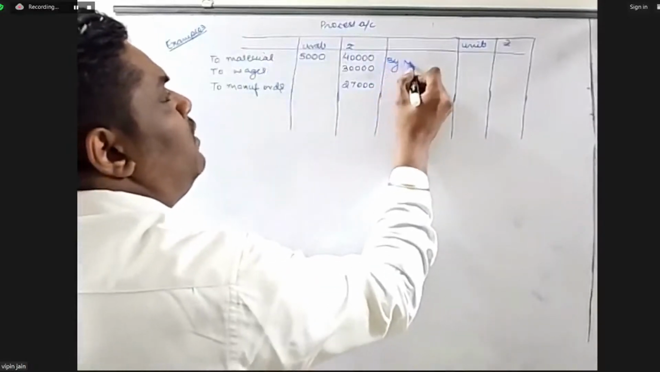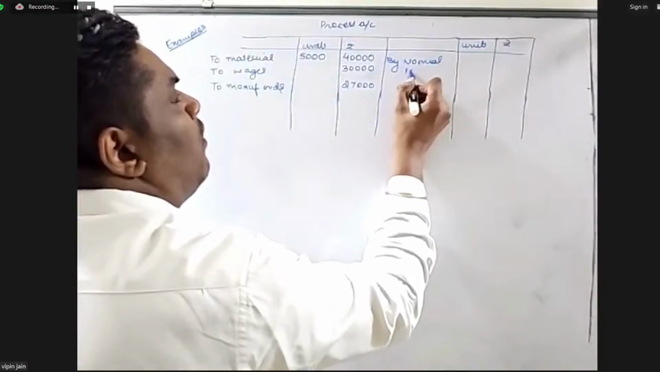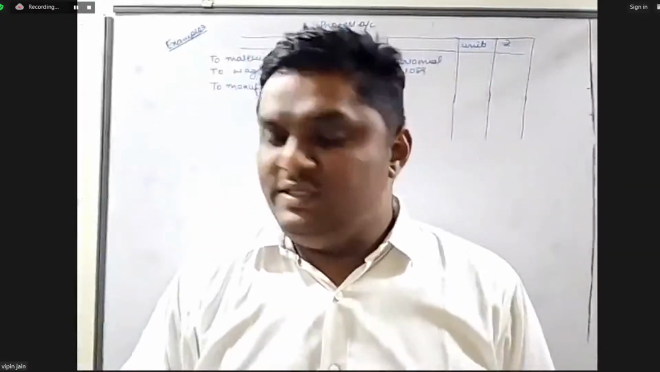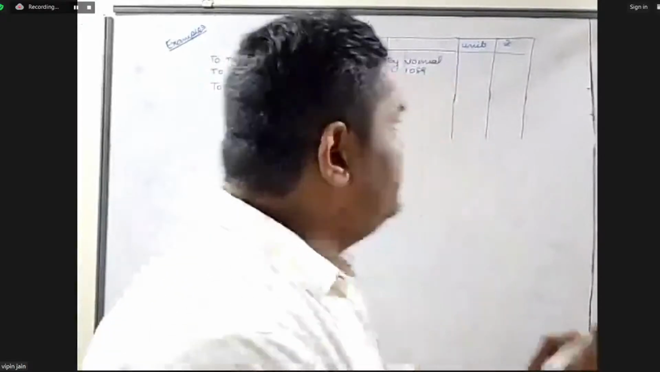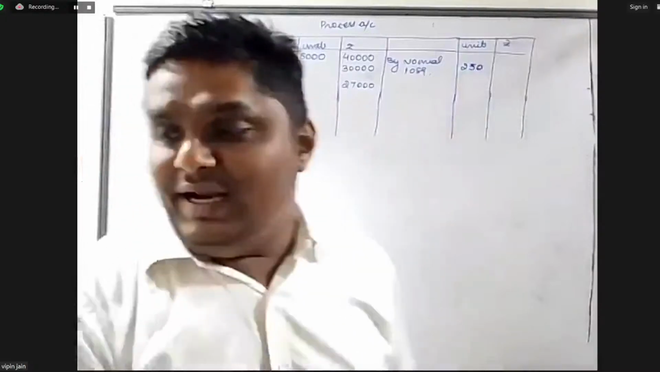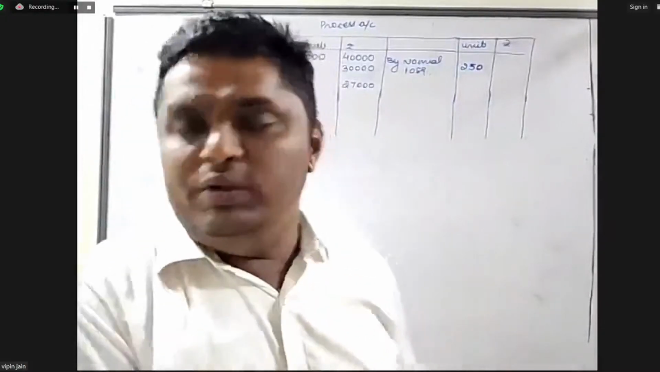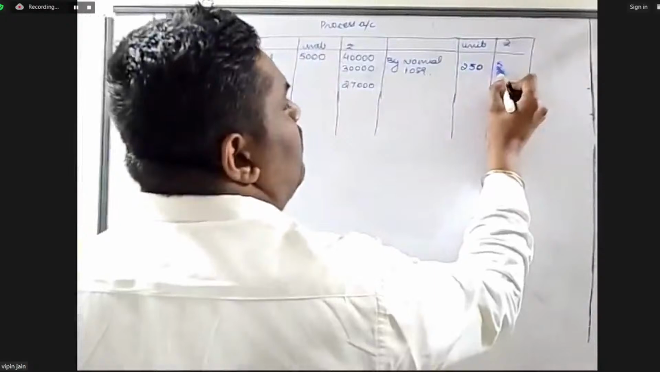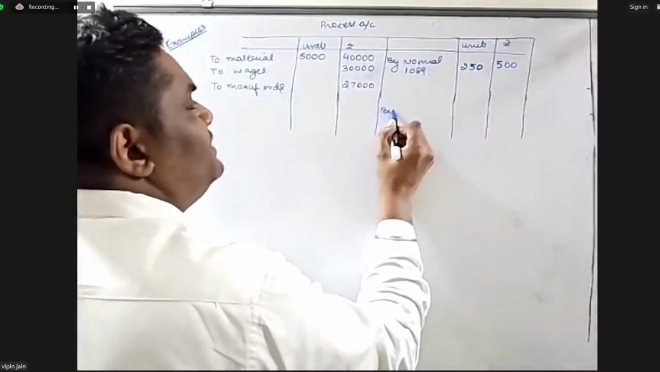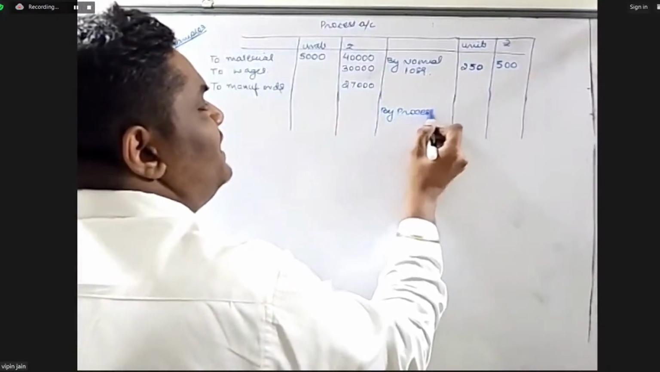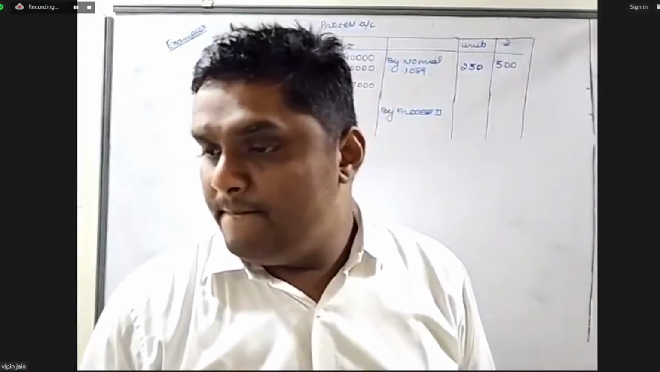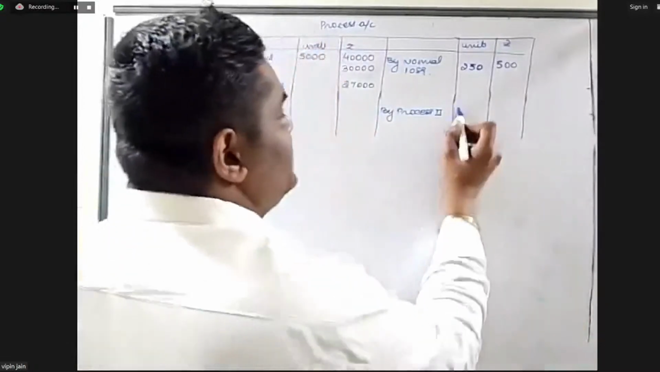Now, normal loss is 5% of input. So 5,000 into 5% will be 250. And the scrap value is how much? 250 into 2, that is 500 rupees. Now, the units that are to be transferred to the next process are given in the question, that is 4,550.